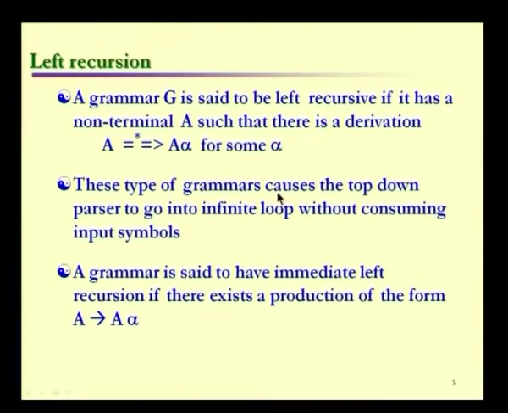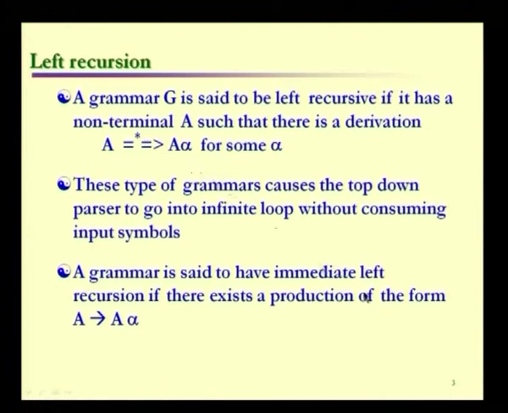So, if you leave this left recursion in the grammar, then definitely we will not be able to parse any sentence. So, that is the reason why we are trying to avoid the left recursion in the grammar, so that the grammar will become a non left recursive grammar, which could be given as input for constructing any top down parser. So, these types of grammars are what cause the top down parser to go into an infinite loop without consuming input symbols, and the left recursion may be directly available or can even be indirectly available.